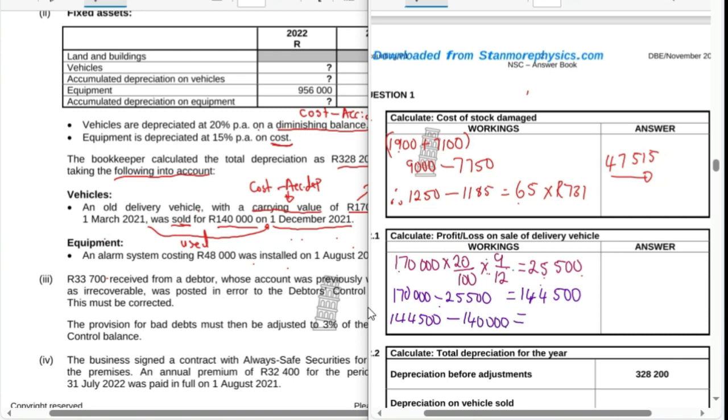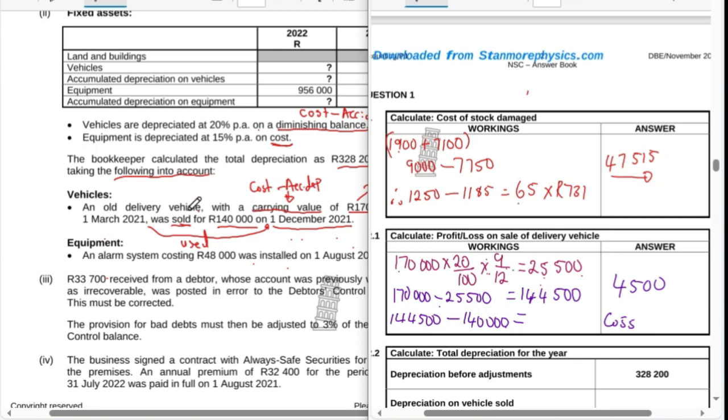Then we're going to say 144,500 minus 140,000, and then we lost 4,500. So 4,500 is our loss. We lost this amount. So guys, it's very important to take notes every time.